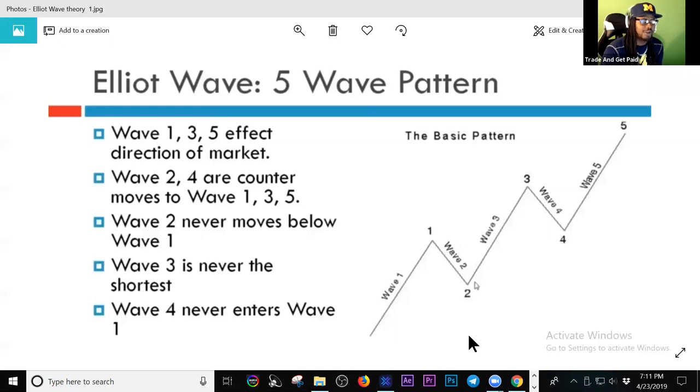Essentially, all they want you to know is that you're making sure the market is trending. You have to have a trending market, right? If it's not trending to the upside, then don't even look for Elliott Wave.